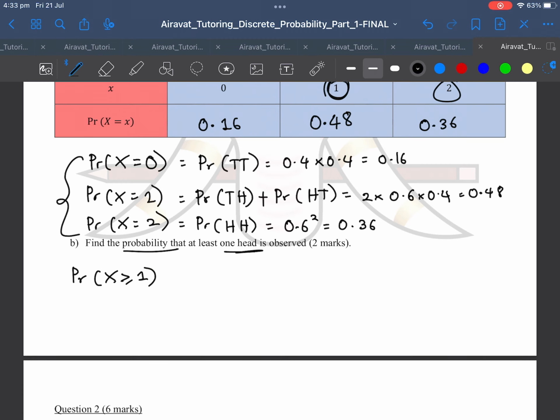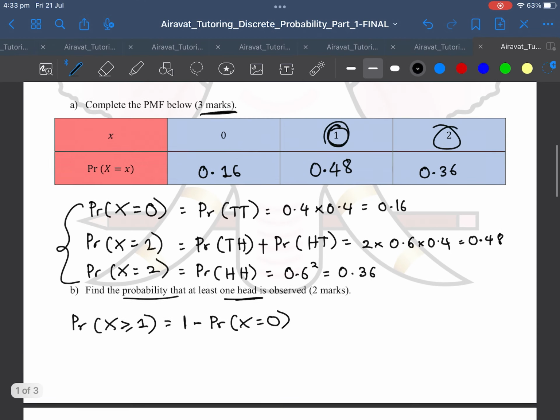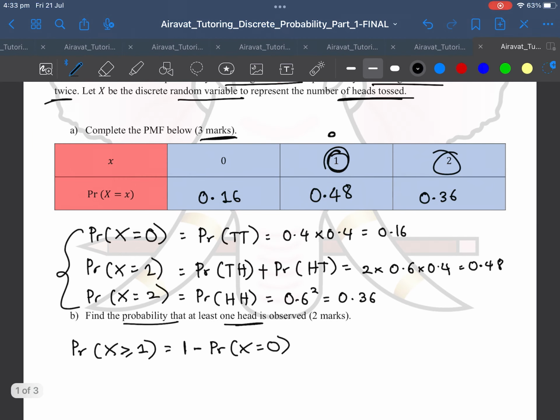So at least one head could mean they need at least one head. It could be more than one, but they at least need one. So X has to be greater than or equal to 1. Okay, we can say that the probability of X ≥ 1 is also the probability of X = 0, right? Because what I'm looking for is the probability that X is greater than or equal to 1.